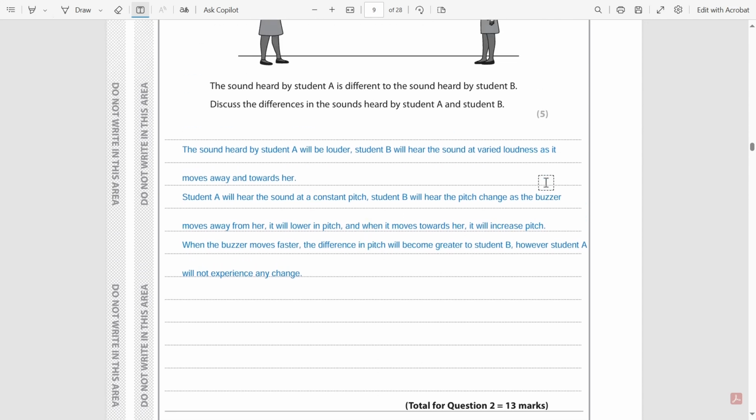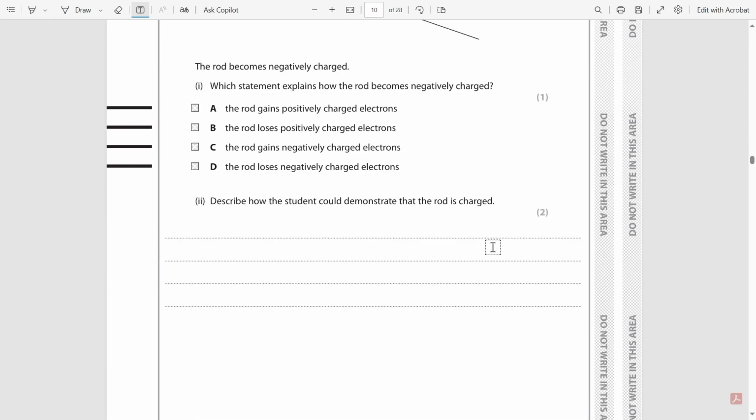Now, this is actually worth 5 marks. All of these points is 7 marks. Sorry, that was a cough and a talk. So this is 5 marks, but we write 7 things here, so that's cool.